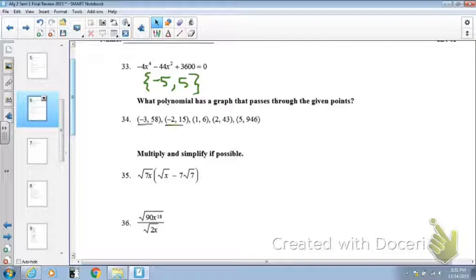Number 34, what polynomial has a graph that passes through the given points? So we've got 1, 2, 3, 4, 5 points there. We had a rule that however many points you have, the degree of the polynomial is going to be 1 less than that. So we're looking at a polynomial with degree of 4, which is going to be a quartic polynomial.